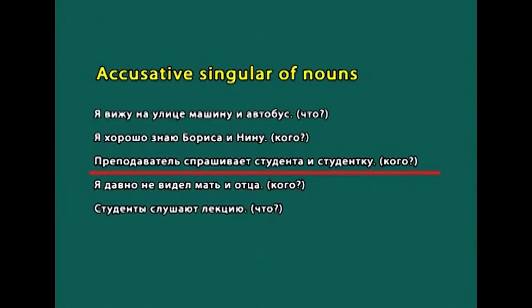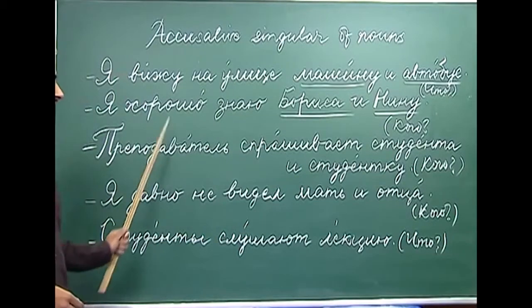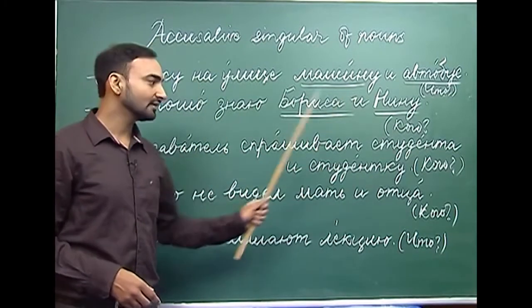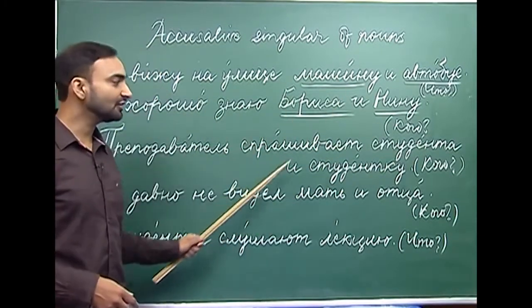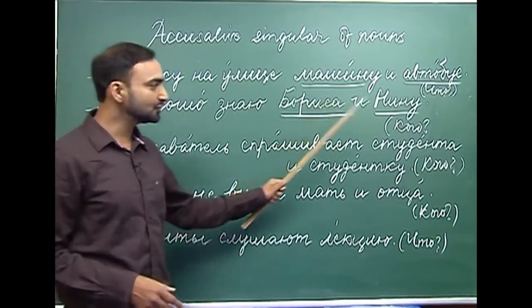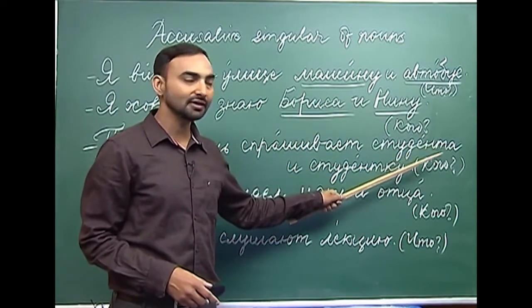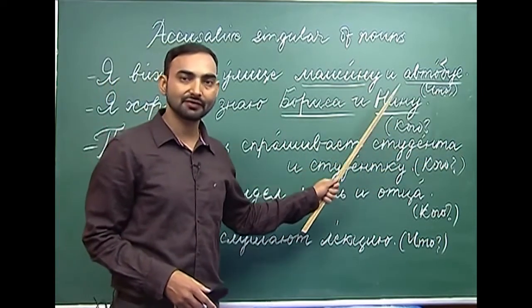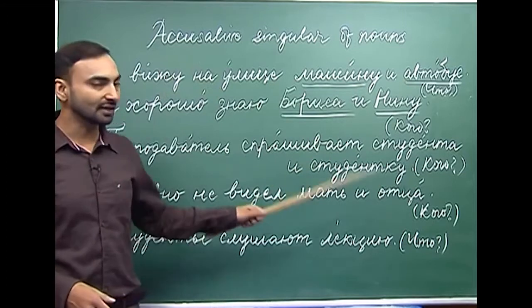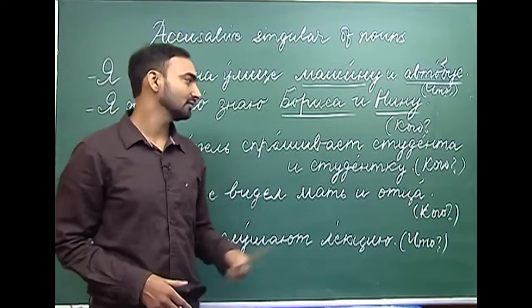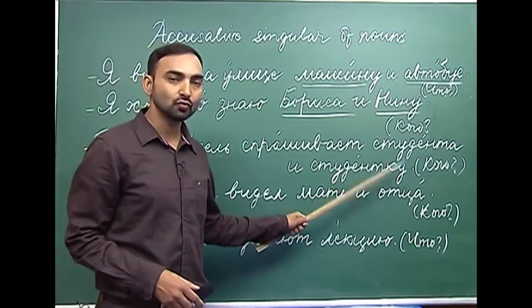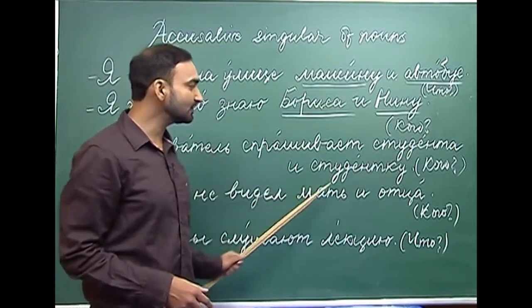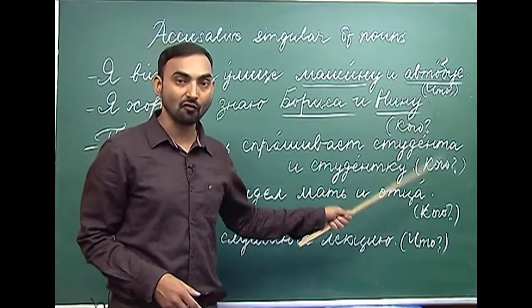Next sentence. Преподаватель спрашивает студента и студентку. The teacher is asking the student, a male student and a female student. So, here student ends with a hard consonant, that is why we have added a to get its accusative case form, and studentka ends with a, that is why a has been replaced with u. So studenta и студентку. Again the question is кого?